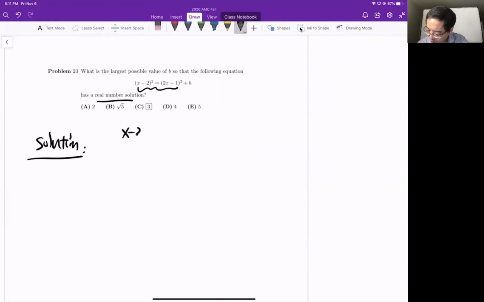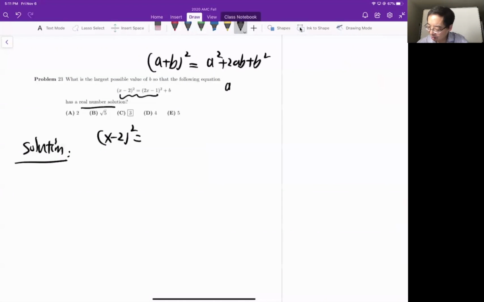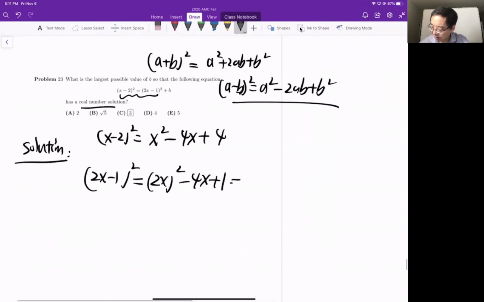We have x minus 2 squared. Let's recall, a plus b squared equals a squared plus 2ab plus b squared. And if you change b to minus, that's a minus b squared. It's a squared minus 2ab plus b squared. Let's apply this identity. Then this equals x squared minus 4x plus 4. Similarly, 2x minus 1 squared equals 4x squared minus 4x plus 1.